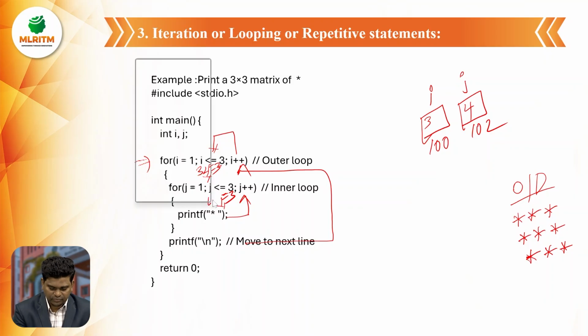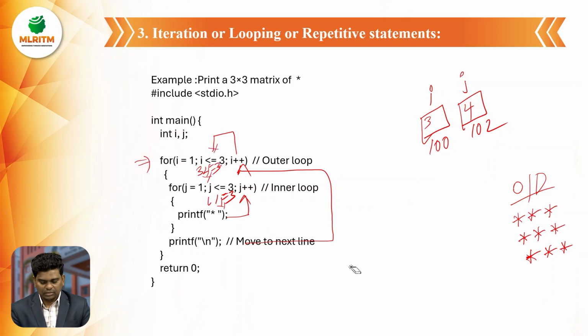Now we can replace: 4 less than or equal to 3. That is false. So it goes to the next line, that is the new line. So the control transfers here. Then after this, again the control transfers to the I plus plus. I value becomes 4.